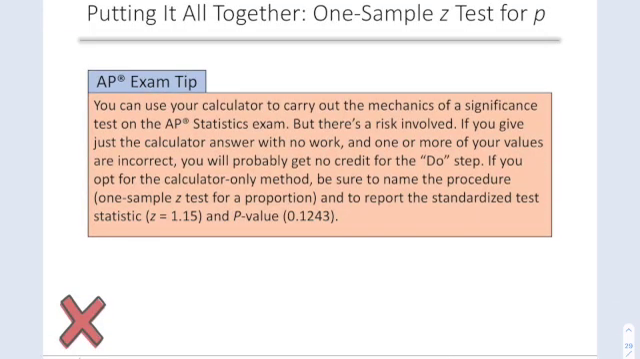Also, you can use your calculator to carry out the mechanics of a significance test on the exam, but there's risk involved. If you give just the calculator answer with no work, and one or more of your values are incorrect, you probably will get no credit for that do step of the process. If you opt for the calculator only method, be sure to name the procedure, so this was the one sample z-test for a proportion, and to report the standardized statistic and the p-value.